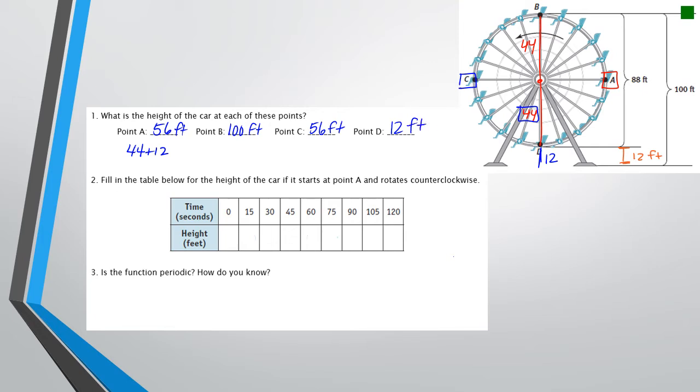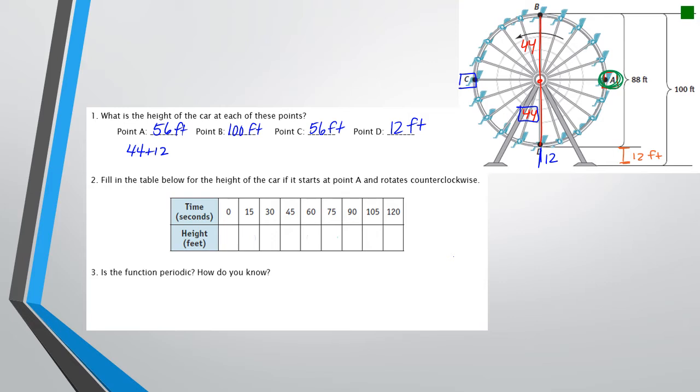Now the next thing, question 2, it says fill in the table for the height of the car if it starts at point A and rotates counterclockwise. So we're starting here at point A, where I'm circling in green, and we're going counterclockwise.